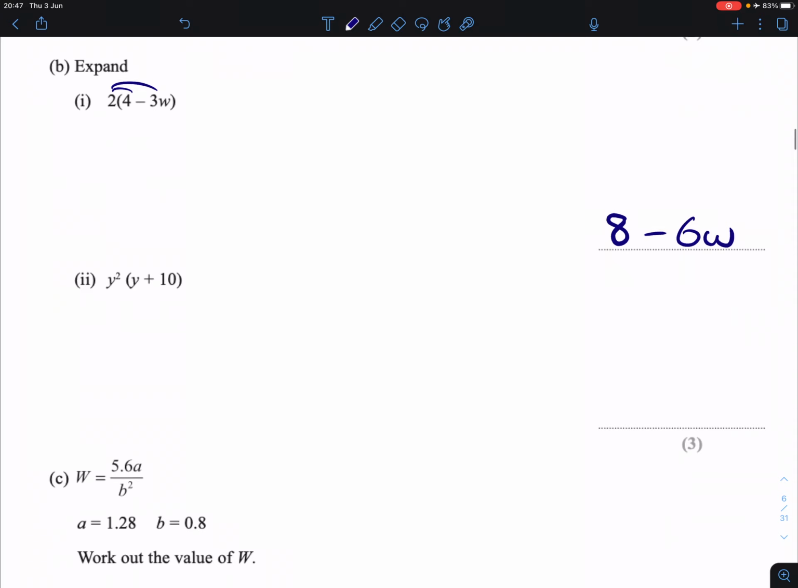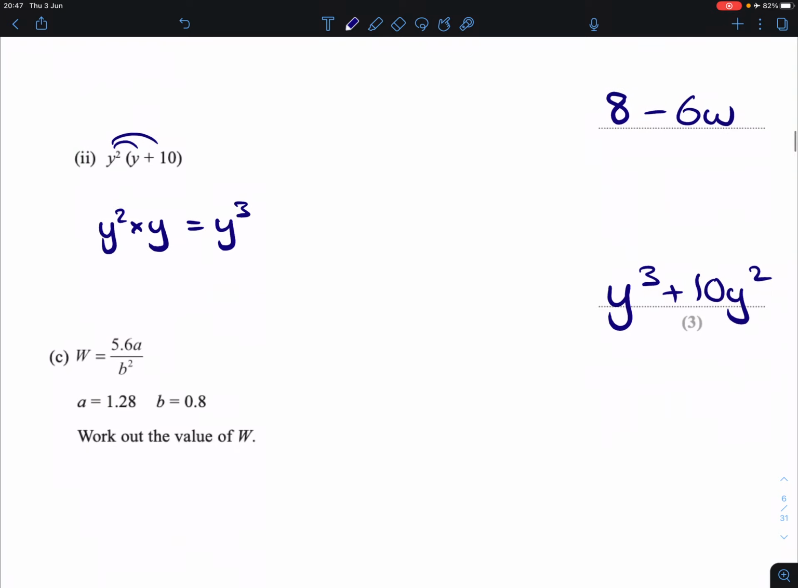Part 2, expand that as well. Same idea, going to multiply these out. y squared times y gives us y cubed. And then y squared times a 10 is going to give us a plus 10y squared, like so.